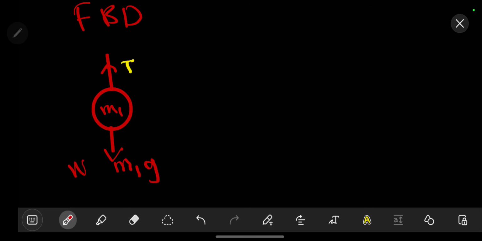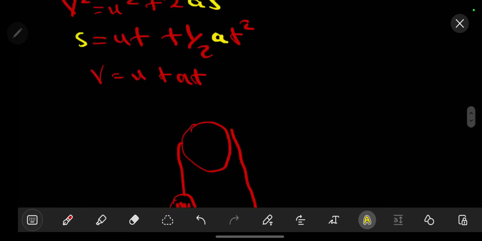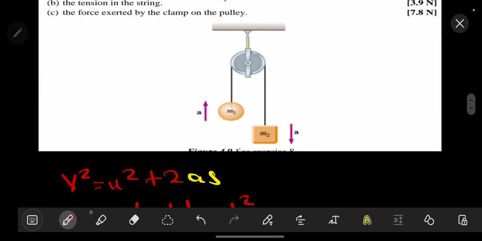So this is the weight. In other words, this is just the weight. So the weight is equal to M1G. Mg is equal to the weight. So in this case, it will be our M1G like that. So now, according to the direction that we have been taught, the object goes up like that.